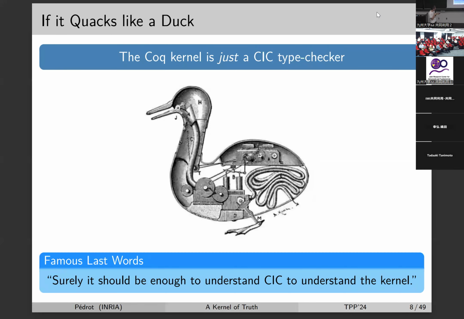So applying the same kind of reductionism, since the kernel of CIC is basically a type checker, that means that to understand CIC, it's enough to understand the kernel, right? Okay, there's a reason why I say famous last words.